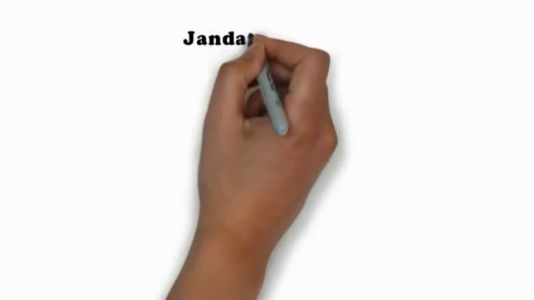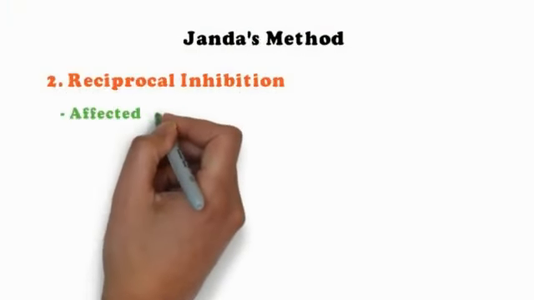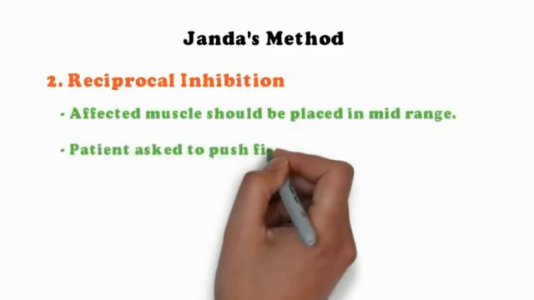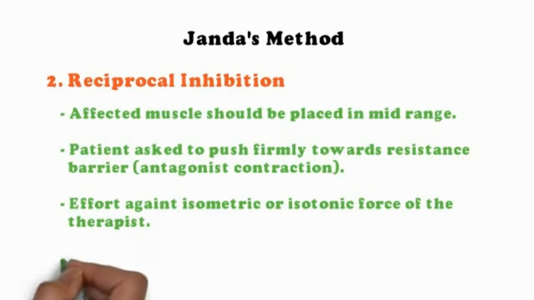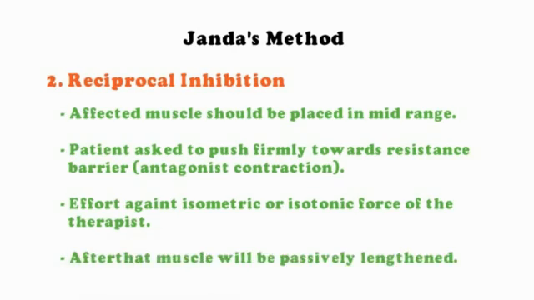Reciprocal inhibition. The affected muscle should be placed in the middle range. The patient is asked to push firmly towards the effort against the isometric force of the therapist. After that, the muscle will be passively lengthened.